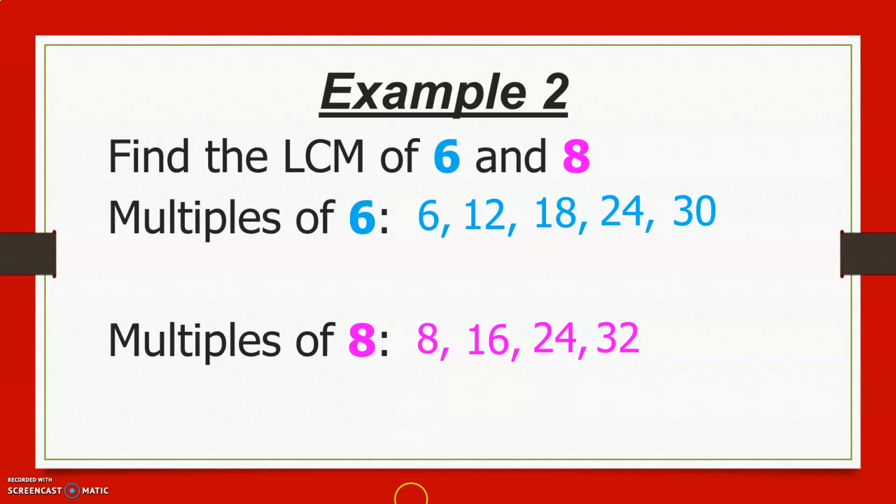So I look up here at my 6's. Okay, there's not a 6 in the 8's. There's not a 12. There's not an 18. Oh, there's a 24. So there's a 24 and there's a 24. And so now I found my least common multiple between 6 and 8. It is 24.